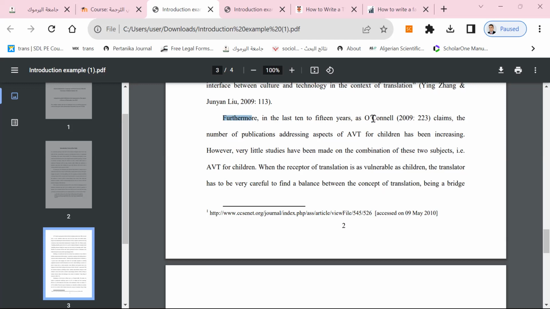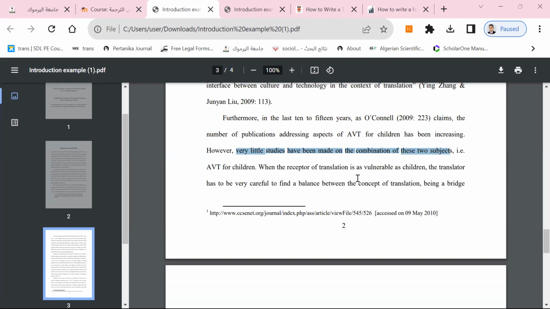In the last 10 to 15 years, as Ocknell claims, the number of publications addressing aspects of AVT for children has been increasing. However, very little studies have been made on the combination of these two subjects, i.e. AVT for children. He is telling us why this thesis is important, what the aim and the purpose of this thesis is, and he also is talking about the gaps here. Look, the number of publications addressing aspects of AVT for children has been increasing. Now, this is the gap here: very little studies have been made on the combination of these two subjects. So this is the gap in the previous studies.